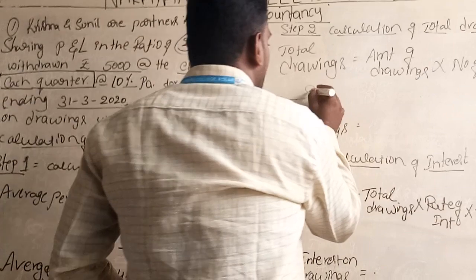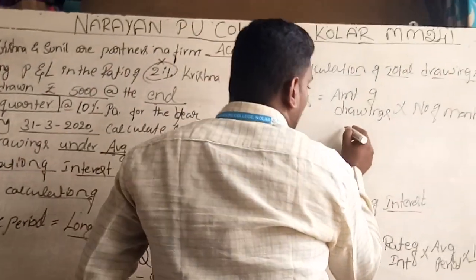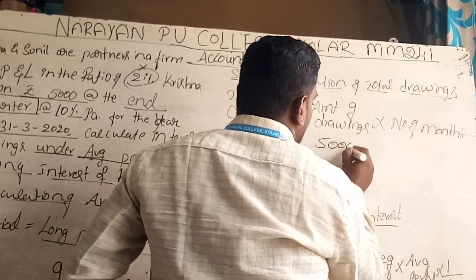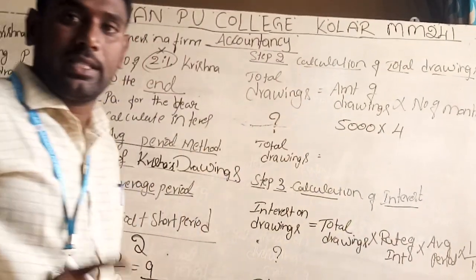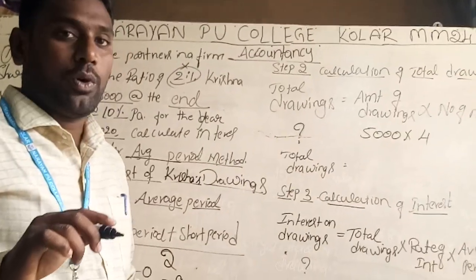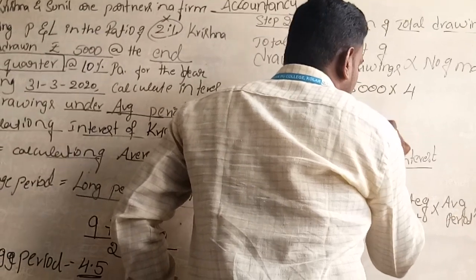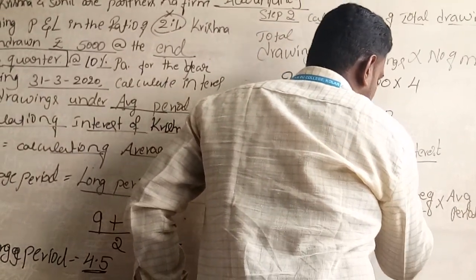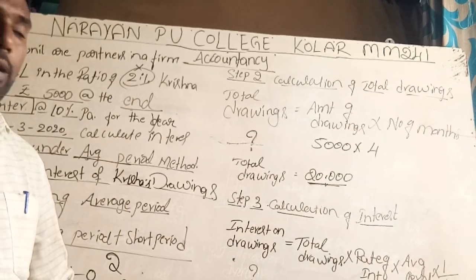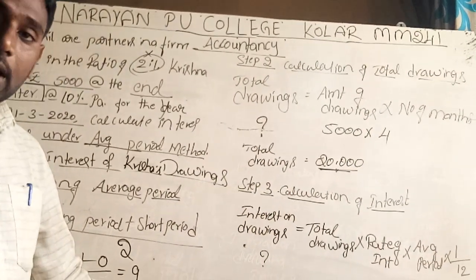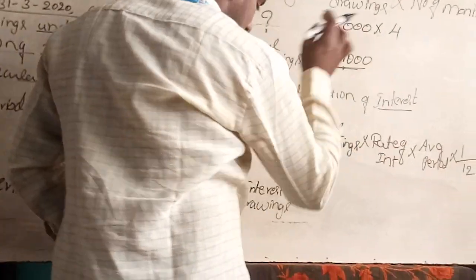Now total drawings is question mark, we don't know, but amount of drawings is 5,000 into how many quarters? 4 quarters will be considered in a year, so 4. So now the total amount of drawings is 20,000. This is step number 2. We have to get total drawings as 20,000. Let's come to step number 3, calculation of interest.